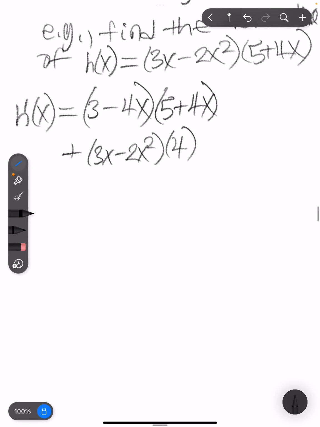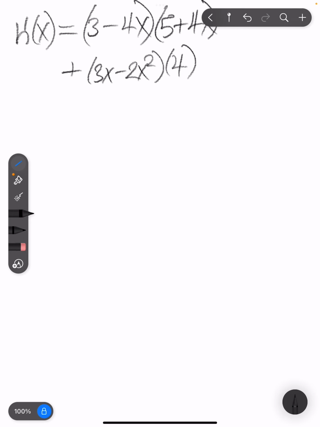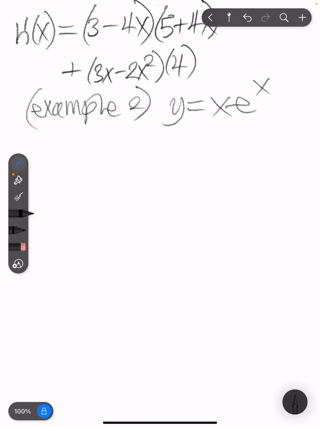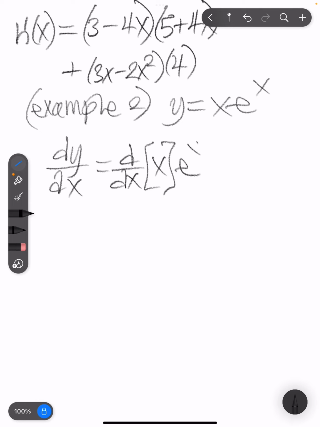Let's look at another example. Let's say we want to find the derivative of x e to the x. Well, to do so, we need to take the derivative of the first thing, multiply it by the second thing, plus the first thing times the derivative of the second thing.